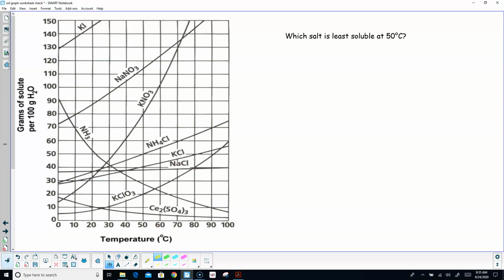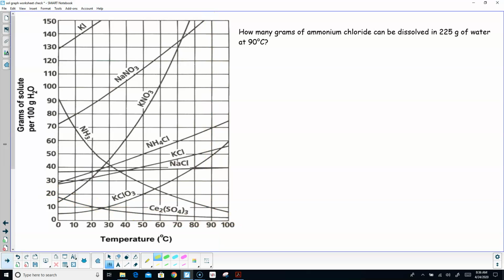Okay, which salt is least soluble at 50 degrees Celsius? So we've got to look at 50 degrees Celsius, and we're looking for the lowest line. That would be the cerium sulfate. Which salt is least soluble at 90? Here's 90. Cerium sulfate again, the lowest one.